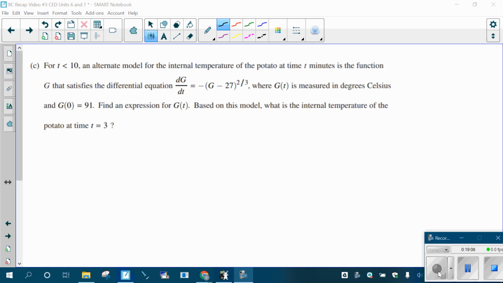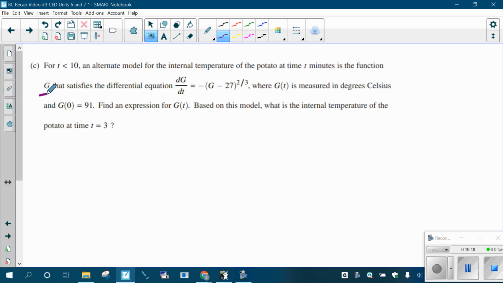Cool. Okay, last part C. There were only 3 parts. It says we have an alternative model for the internal temperature, some function g. They give us a new differential equation here, with the same initial condition. And they want us to find an expression for g of t. Oh wait, they only gave us the derivative and they want the original function. They're finally asking us to solve a differential equation.